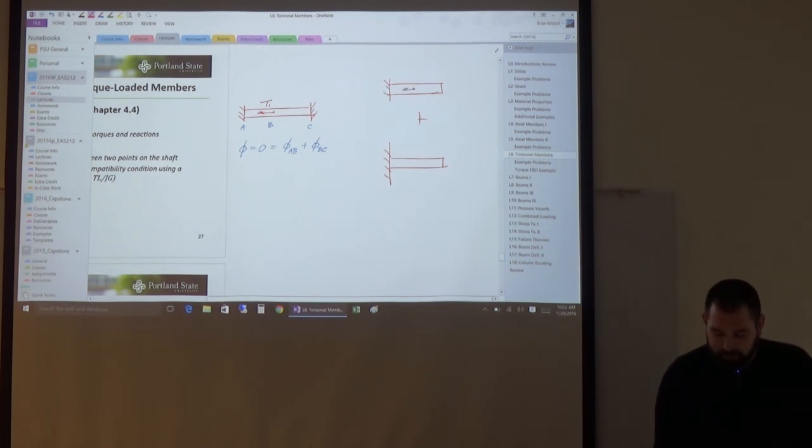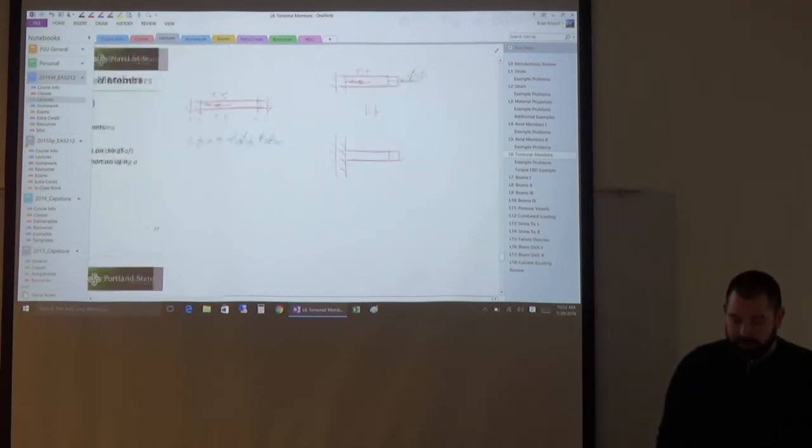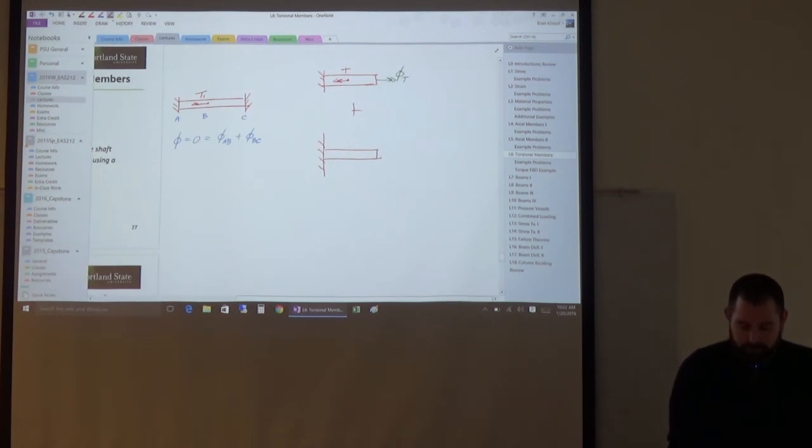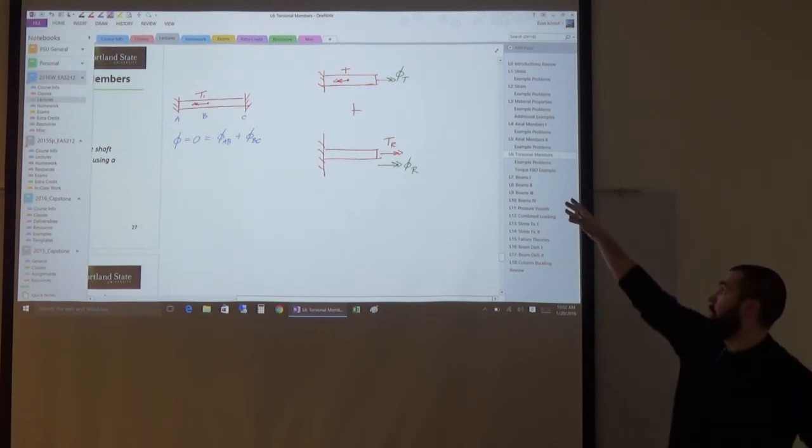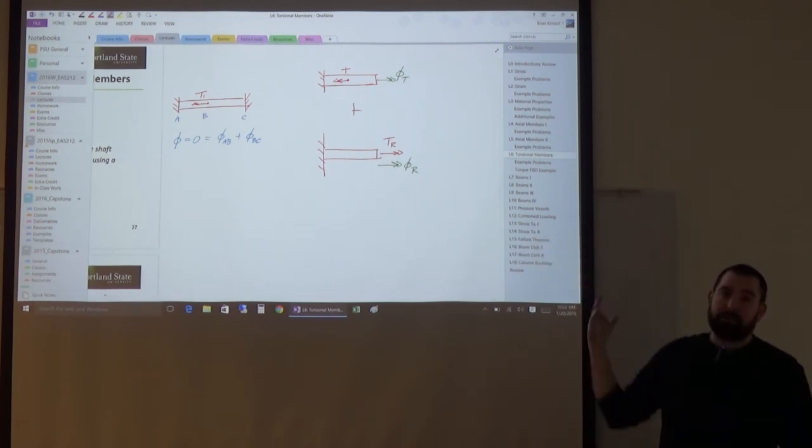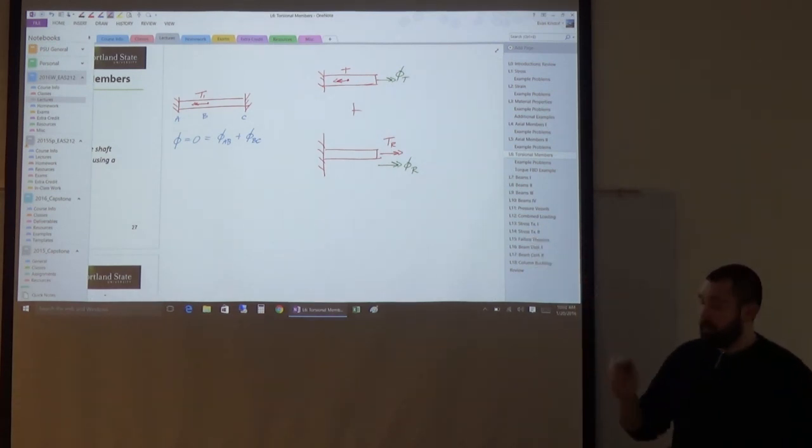In the first one, I would apply the torque, and then I would keep track of how much angle of twist results at the end, where I took away the support. And then we would also apply a reaction torque at the far right-hand side at C, and keep track of how much angle of twist would be caused by that reaction. We know the angle of twist from the first case plus the angle of twist of the second case has to be equal to 0, and that will give us enough information to solve for the unknown reaction torque.